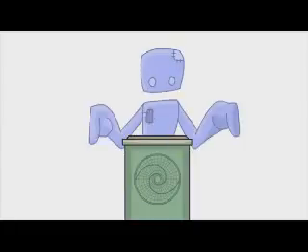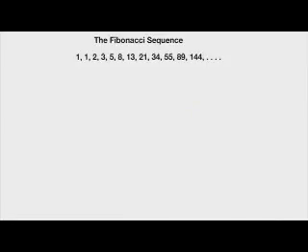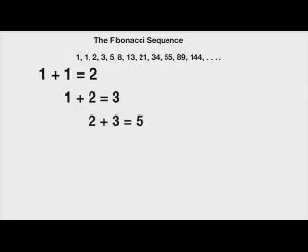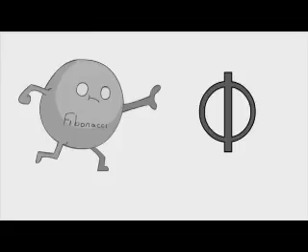Now, the Fibonacci sequence is life's way of creating the golden mean. Allow me to explain. This sequence is continually made from adding the previous number to the current. 1 and 1 is 2. 2 and 1 is 3. 3 and 2 is 5. 5 and 3 is 8. You can see how it continues.